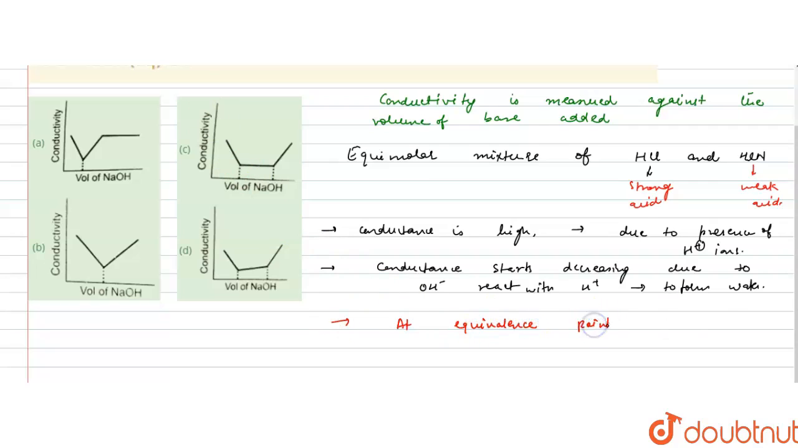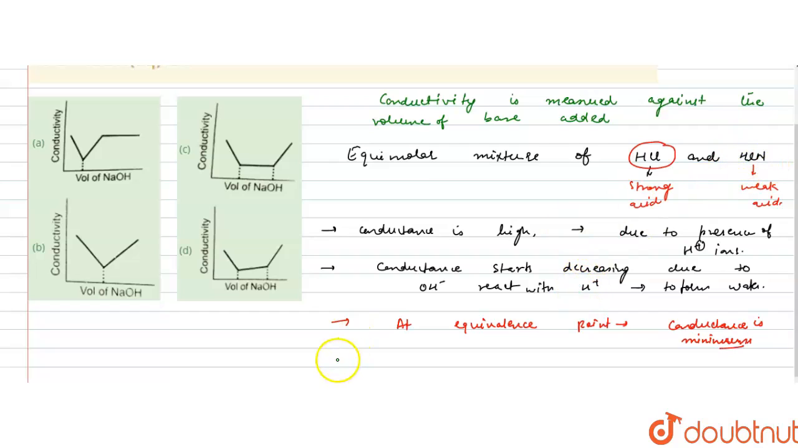And at the equivalence point, the conductance will be minimum due to the lowest concentration of H+ ions and OH- ions. So the conductance is minimum or lowest, and the equivalence point of the strong acid HCl will be obtained at that point. After that, the conductance remains constant for some time due to the presence of OH- and H+ ions in very small amounts.